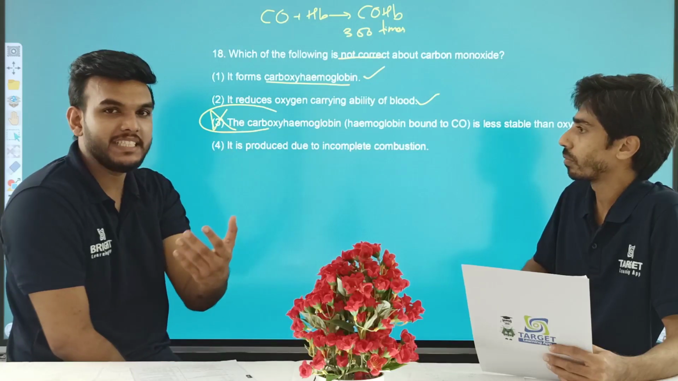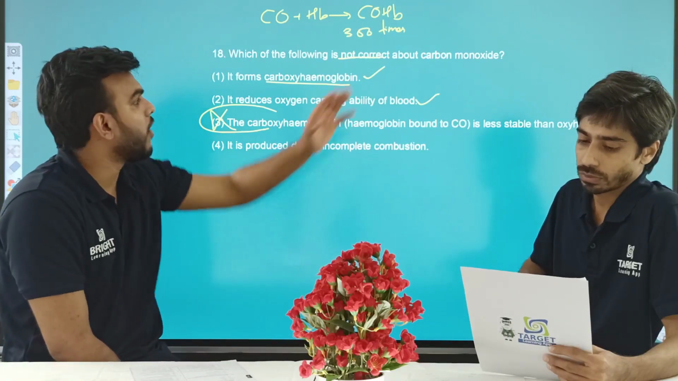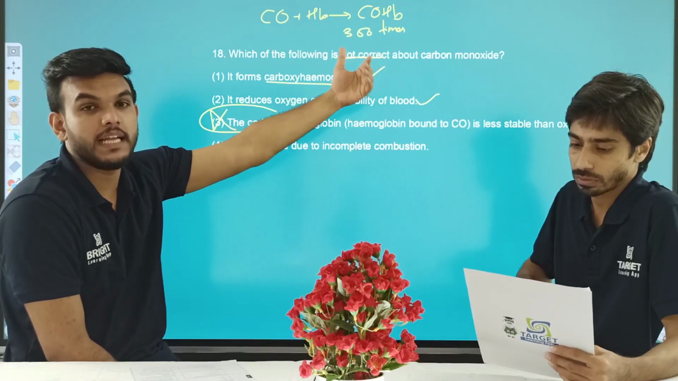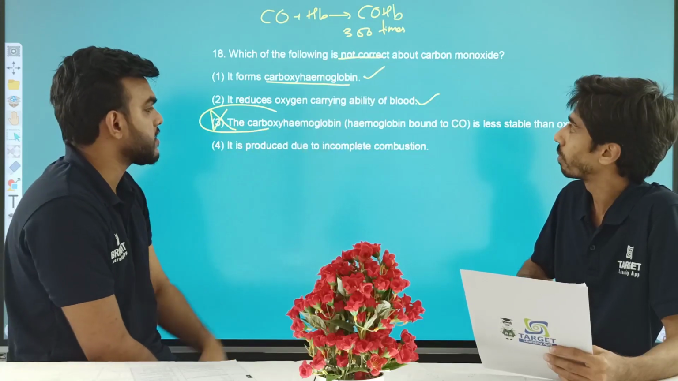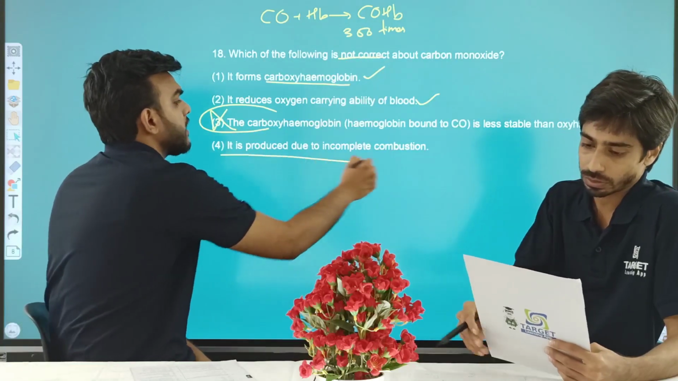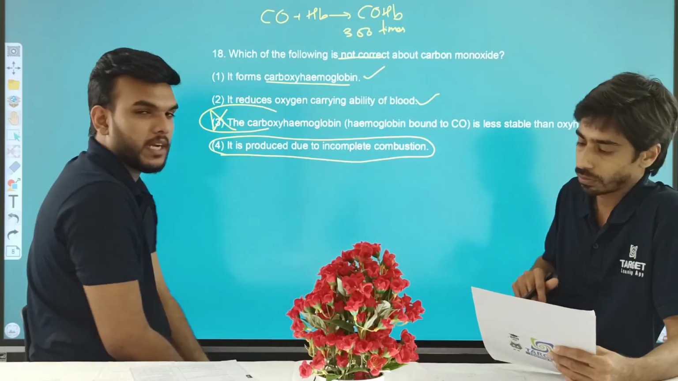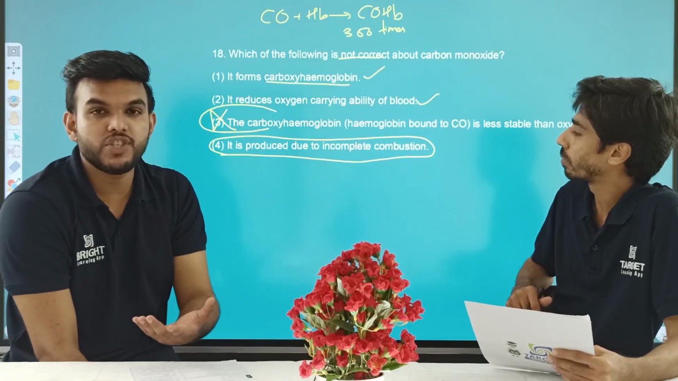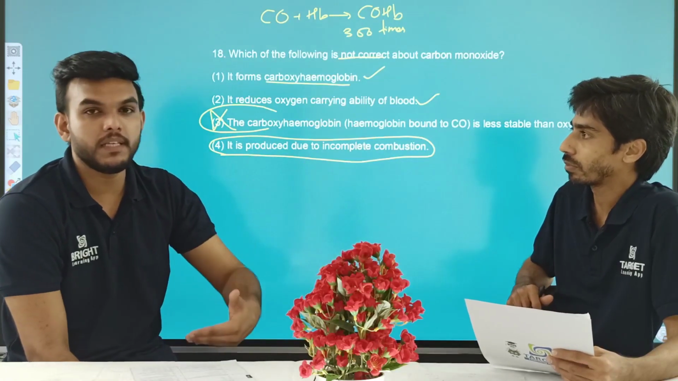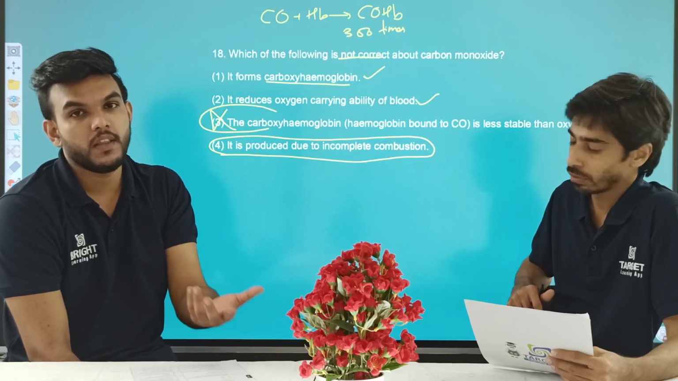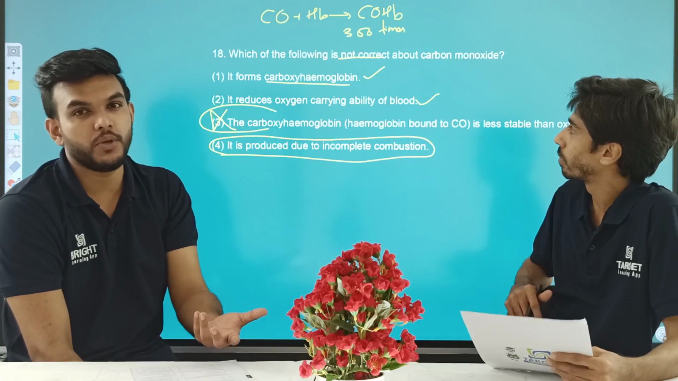The wrong statement is the right answer here. We have to find the statement that is not correct, that is the incorrect concept. This is an incorrect concept, and we can show it is produced due to incomplete combustion. This is a normal concept: if there is complete combustion, it will form carbon dioxide, and with incomplete combustion, it will form carbon monoxide. That's a normal concept that you already know.